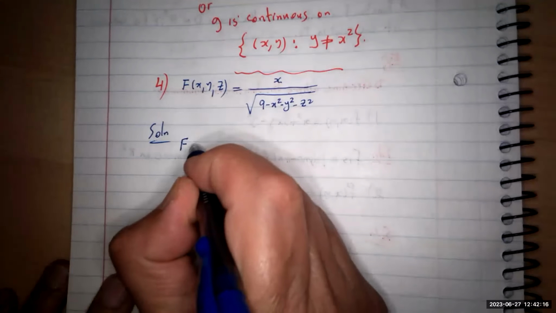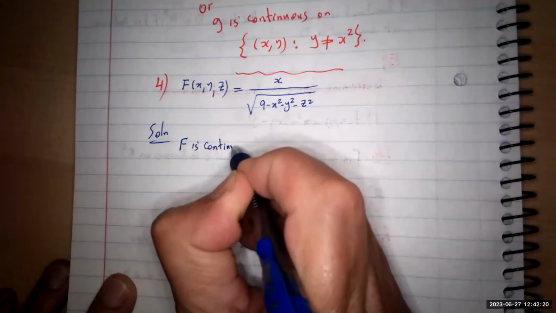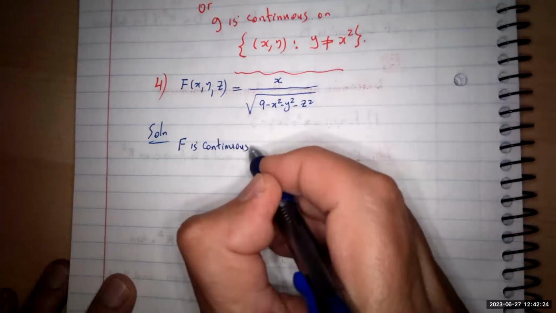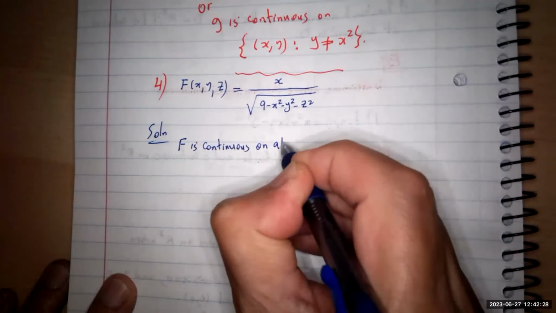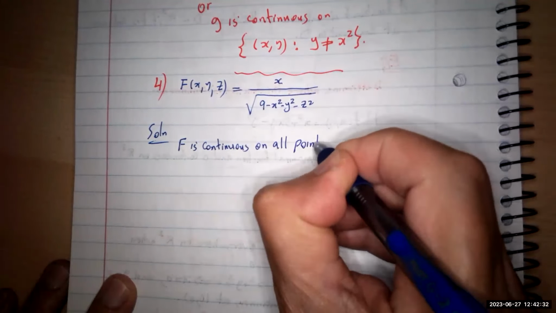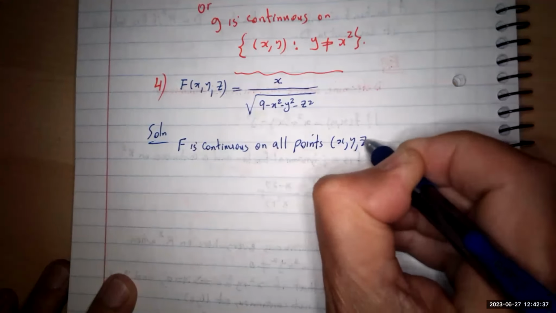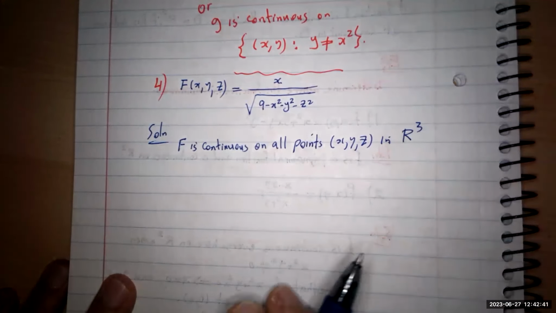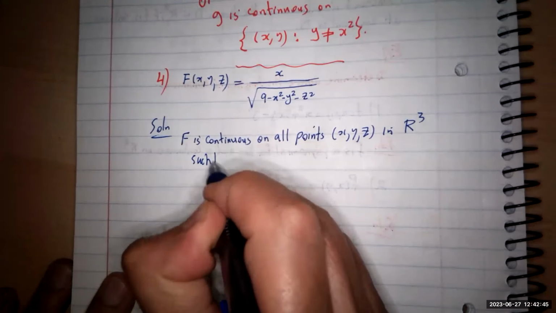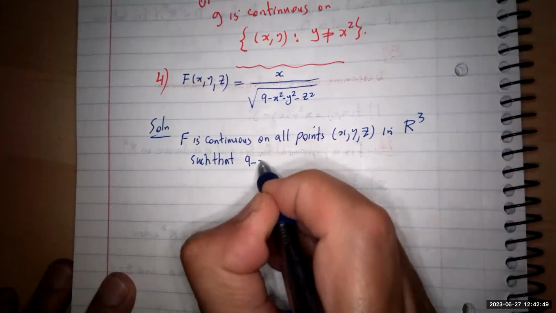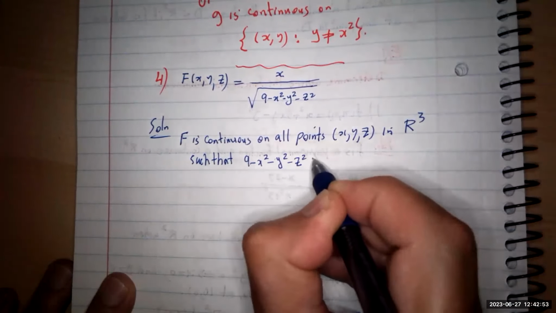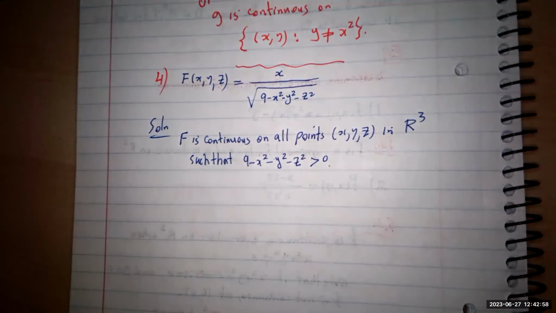So f is going to be continuous everywhere, or on all points x, y, z in R3 that satisfy this condition, such that inside the radical is not a negative number, such that 9 minus x squared minus y squared minus z squared is strictly bigger than 0. You know that for the radical function, greater than or equal to 0 would be fine. But since it's in the denominator at the same time, you have to make sure that the number is not negative.